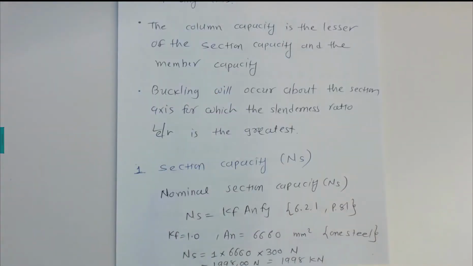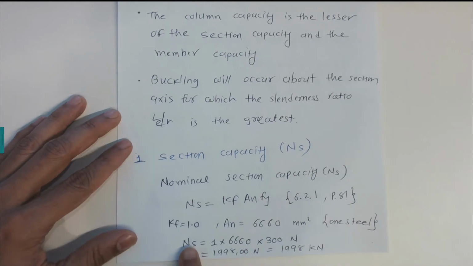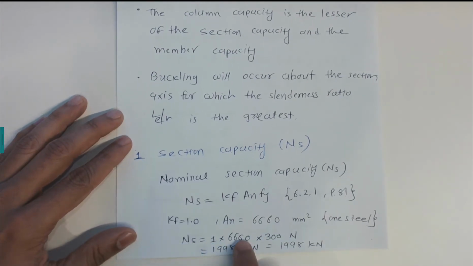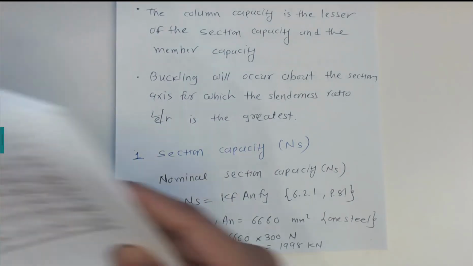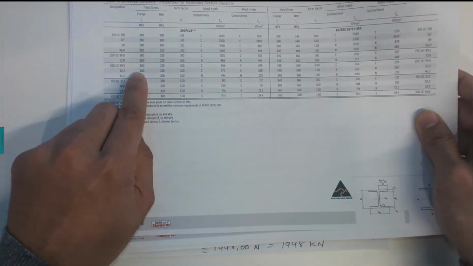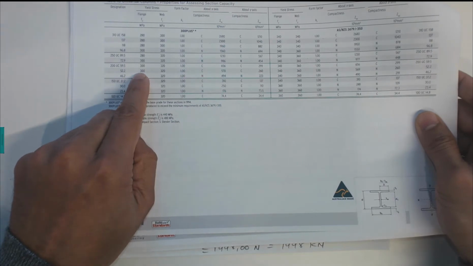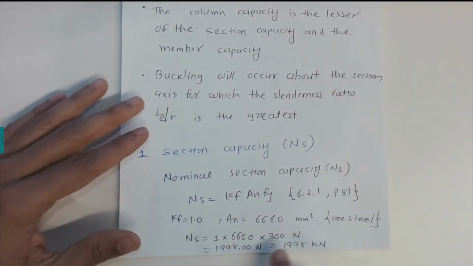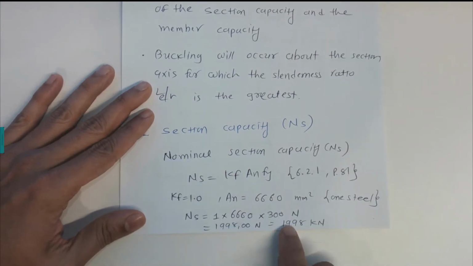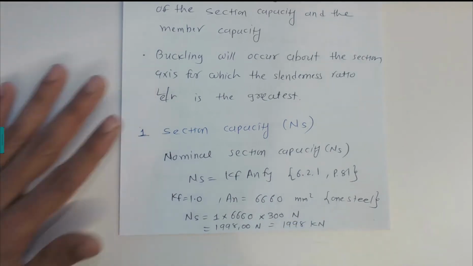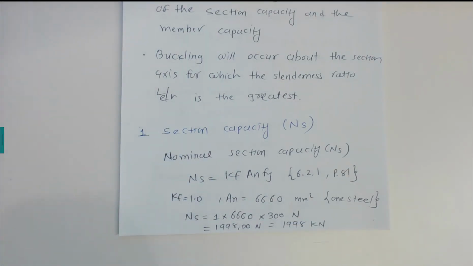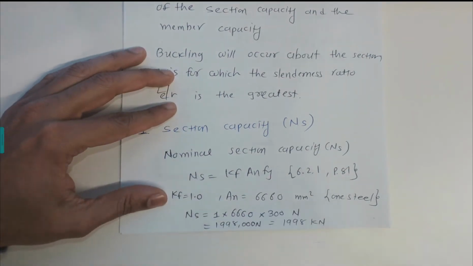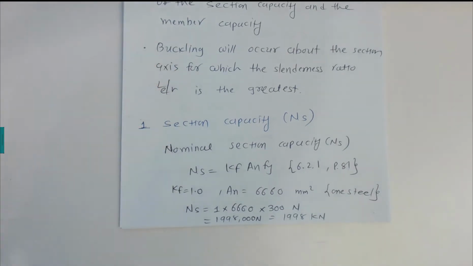So these are taken from the OneSteel tables. Substituting the values, 1 times the area 6660 times the yield strength of this 200 UC 52.2. The yield strength is the minimum between 300 and 320, so 300 is taken. The multiplication gives newtons, and dividing by 1000 gives 1998 kilonewtons.